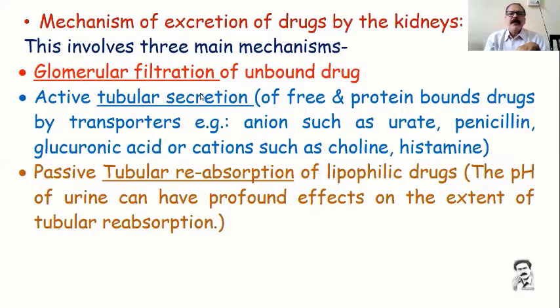So actively the drug comes out by secretion from the tubules, and mostly protein bound drugs are transported. If they have an anion molecule or cation molecule, only then will they undergo tubular secretion. The third one is passive tubular reabsorption. Reabsorption means the drug has already been thrown into the pipe and we are taking it back. Mostly lipophilic drugs, and the pH of the urine can have profound effects on the extent of tubular reabsorption.